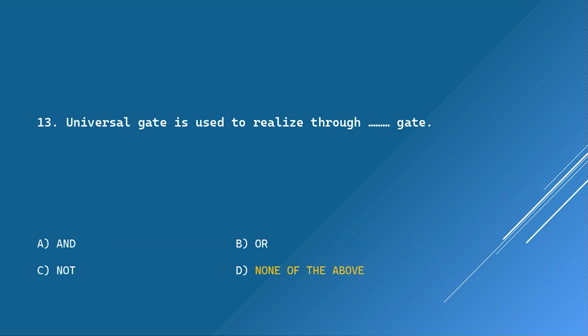13. Universal gate is used to realize through which gate? A. AND. B. OR. C. NOT. D. None of the above. Correct answer is none of the above.